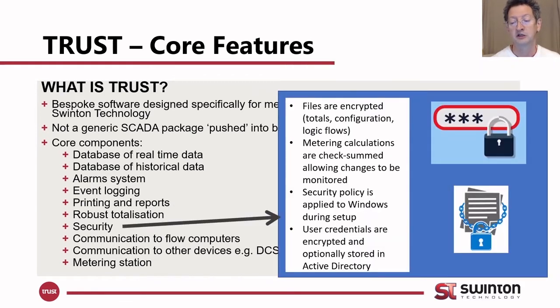TruST security includes encrypting all the configuration and the files that hold the totals, which are used over power reboots. They're all encrypted. Metering calculations have checksums. So if we change the core metering calculations, the checksum will change and you'll be notified. During setup, security policies are applied to Windows to harden it, and user credentials are stored encrypted.